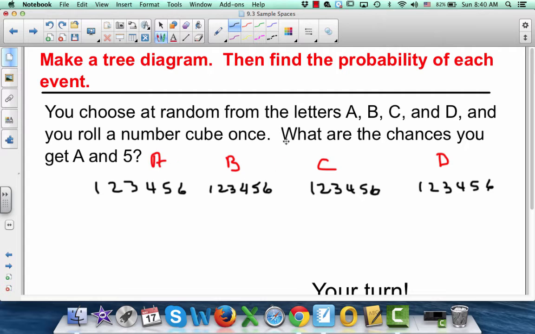Okay, so now what are the chances of us getting an A and a 5? Well, let's see how many items are in our sample space. There are 1, 2, 3, up to 24 possible outcomes in our sample space. And the probability of getting an A and a 5, there's just one right there, is 1 out of 24. Did you get that?